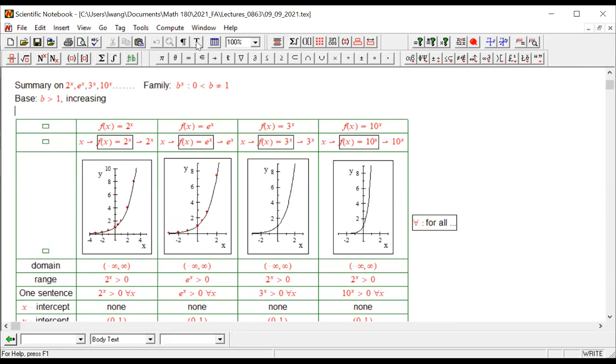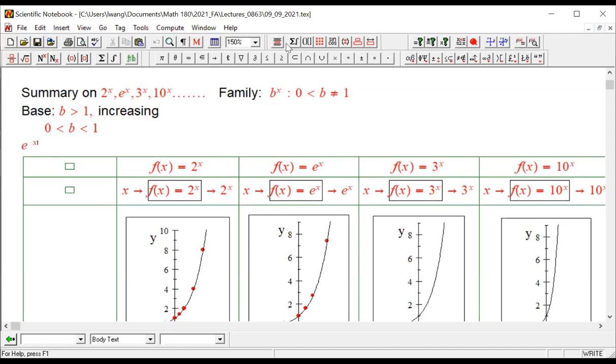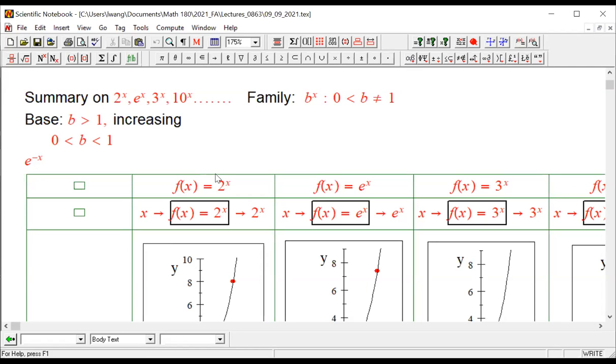But what if the base is between 0 and 1? In fact, you will encounter a function in calculus, e to the power of negative x. Remember seeing this function, Farouz? Yes. Is this function still increasing?